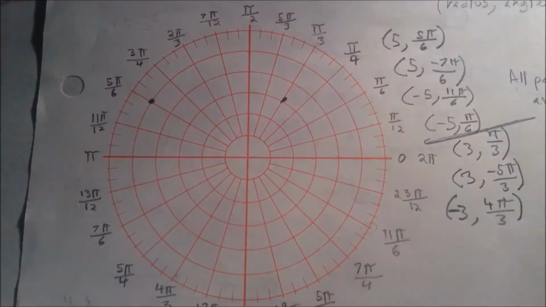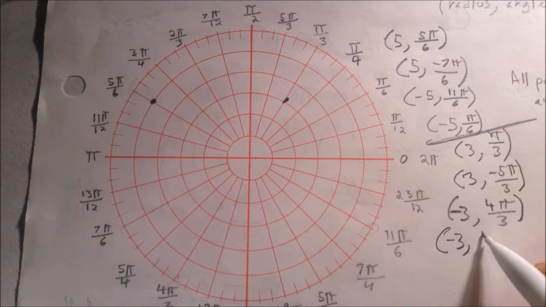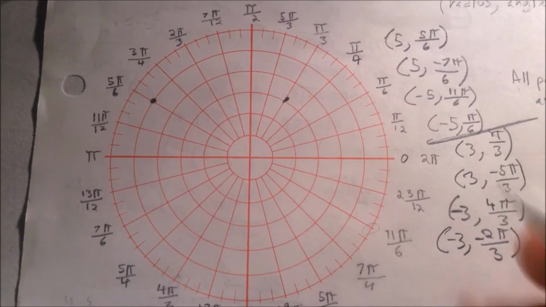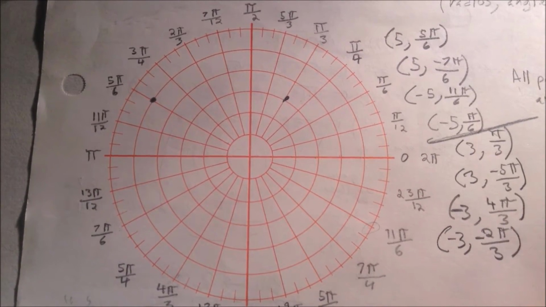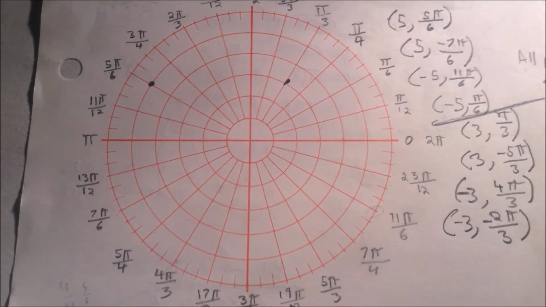And remember, a negative radian measure and a negative radius measure will give us negative 3, negative 2 pi over 3. And there you go. Those are 4 easy steps, 4 easy coordinates to give you the exact same point.